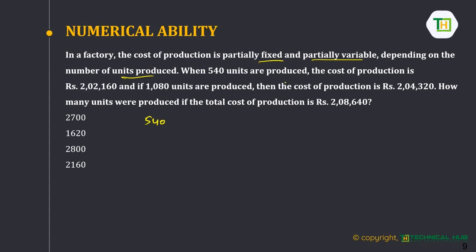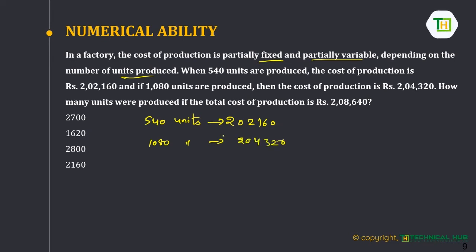When 540 units are produced, the cost of production is 2,02,160. Here the number of units is 540. If 540 units are produced, the cost is 2,02,160. Okay. And if 1080 units are produced, then how much does the cost become?